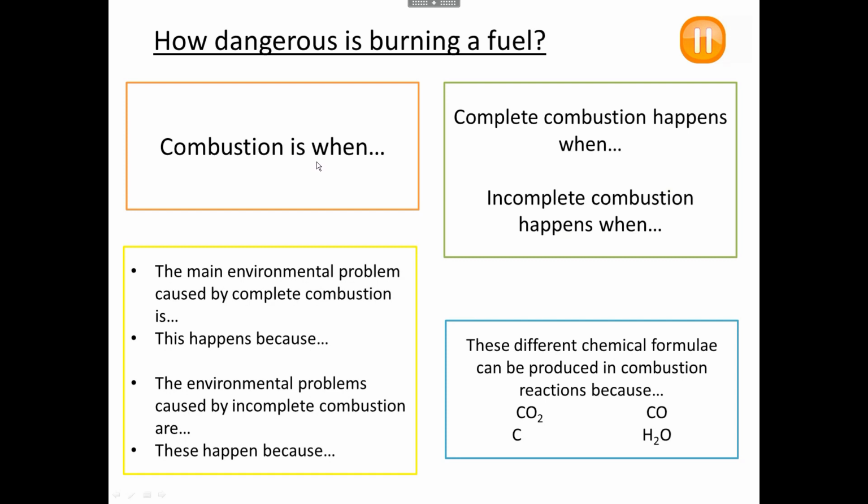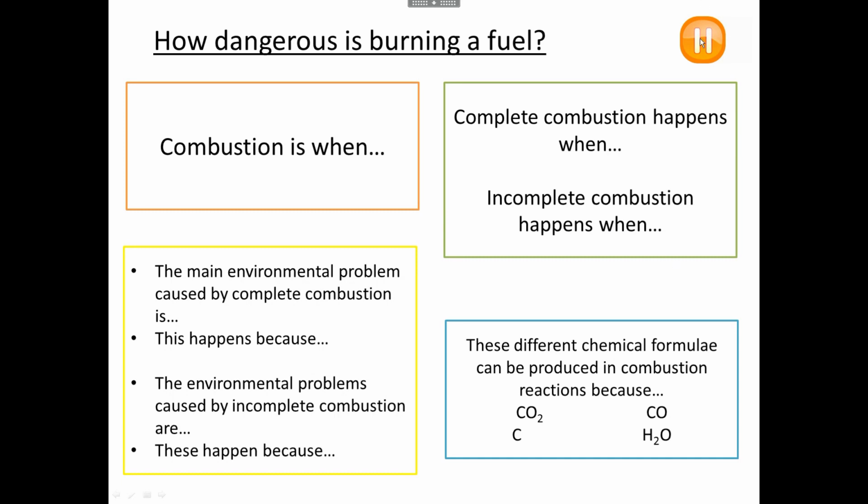What is combustion? What does the word combustion mean on its own? What's the main difference between complete and incomplete? Then for yellow, going into more detail about complete and incomplete. What are the environmental problems? Which chemicals are made? And then the extension to link that into the chemical formula and the differences in the atoms in the chemical formula.